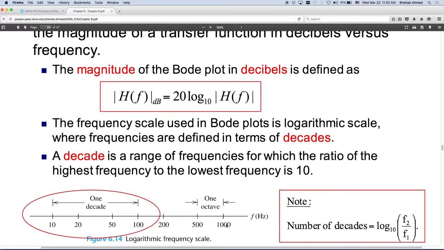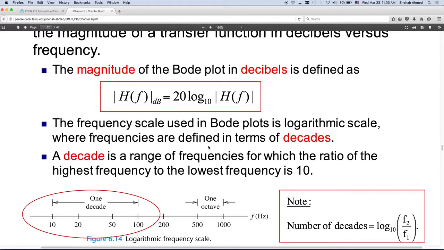And we gave those special names. If there's a 10-step change, between 10 hertz and 100 hertz, we call that a decade. And if it's a 2-step change, or a double, twice the amount, 500 and 1,000, we call that an octave. And why do we need that? It's because we're drawing the magnitude against the frequency, and they are both going to be in log scale, right?